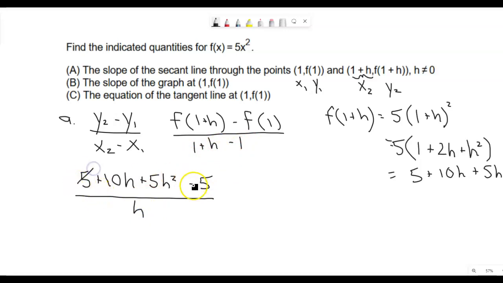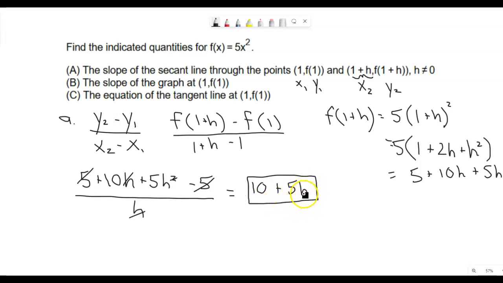Now notice that this positive 5 and this negative 5 will both cancel out. Then we can factor an h out of each of the terms, so I should just be left with 10 plus 5h. Remember, you can only cancel out variables when every term has that variable in it, which in this case is h. And we can only do that because we got rid of these 5s first. So this is your slope of the secant line going through those 2 points.